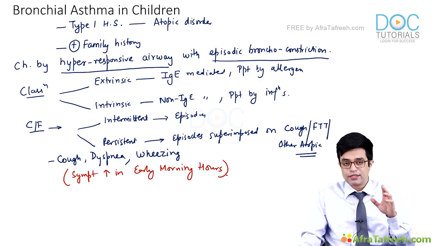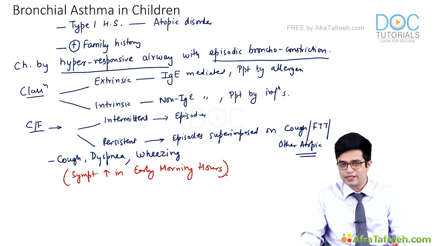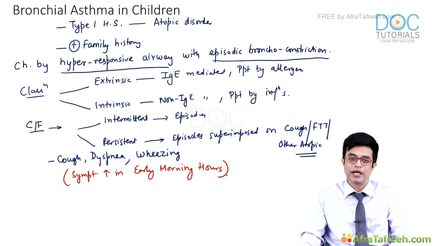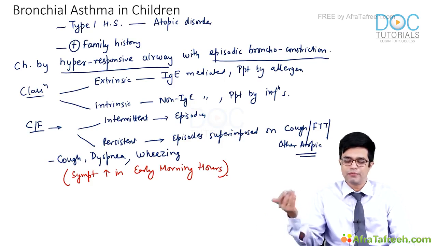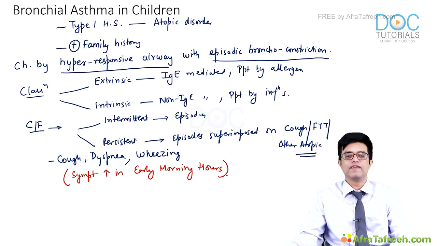Now, the earlier concept was that asthma cannot occur in infants. That concept has been disregarded. It is just that the presentation is atypical and it is difficult to diagnose. But asthma can occur across all age groups, although it may be impossible to diagnose it in very young children.